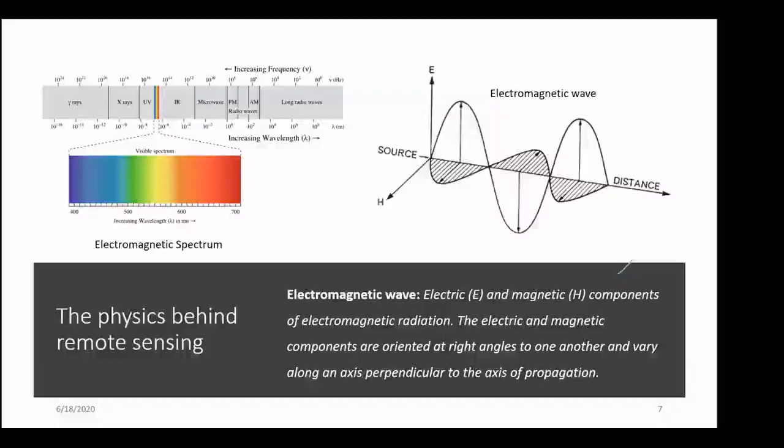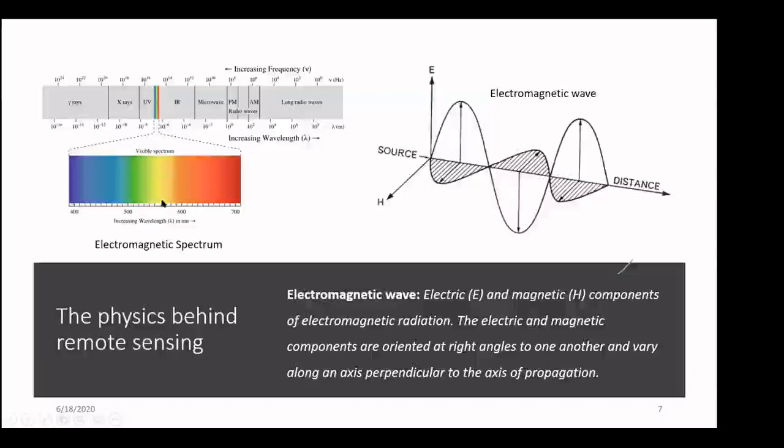If you look at the electromagnetic spectrum on your left, the 400 to 700 nanometer range is what we are looking at in the visible spectrum. Beyond this, before 400 nanometers and after 700 nanometers, it is not visible to us and we are unable to see it. There are ultraviolet, X-rays, gamma rays, and on the other side of the spectrum we have infrared, microwave, and other waves.